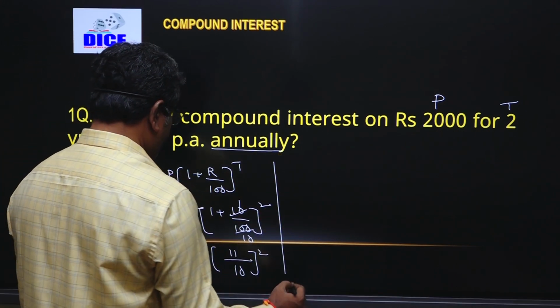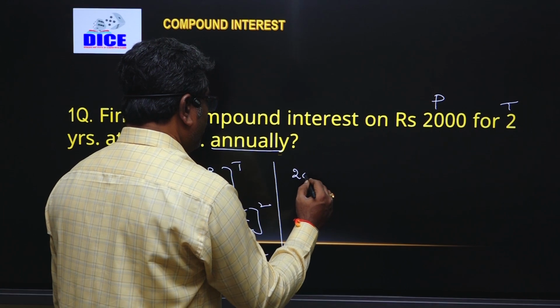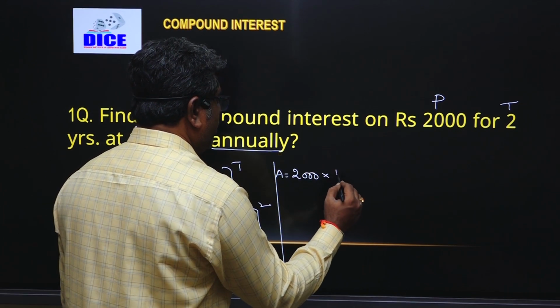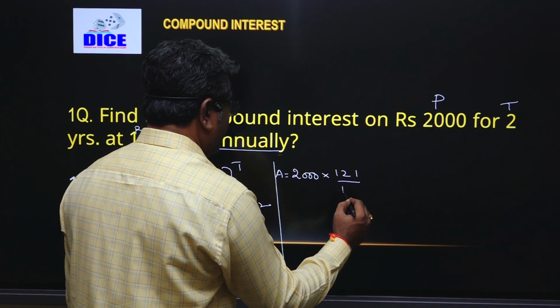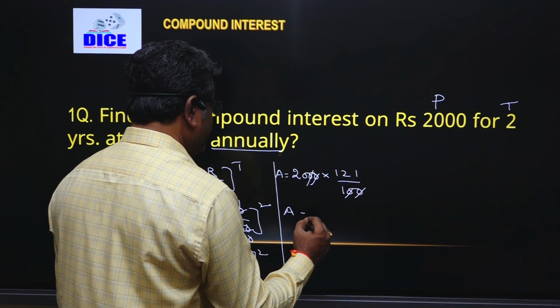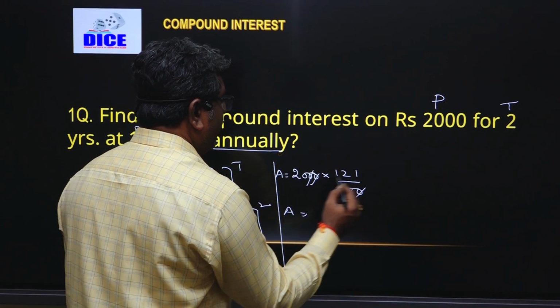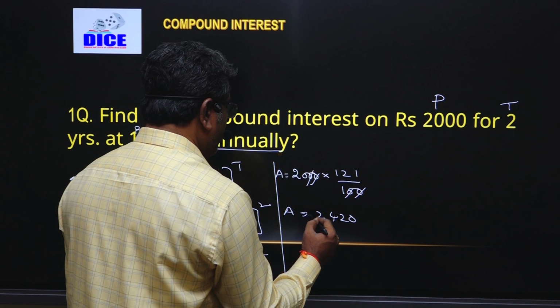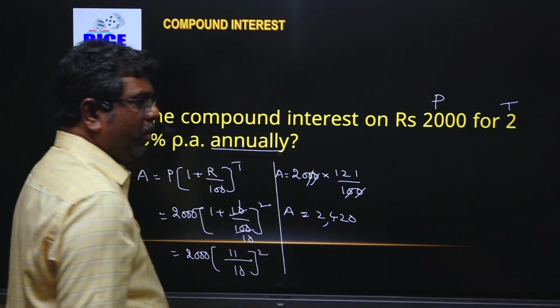What is 11 square and 10 square? Amount A is equal to 2000 into 11 square is 121, 10 square is 100. 2 zeros cancel. Amount A is equal to 20 into 121, 0 పక్కన పడేయండి. 2 ones are 2, 2 twos are 4, 2 ones are 2. So finally the amount is 2420.